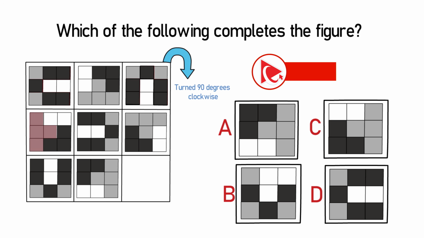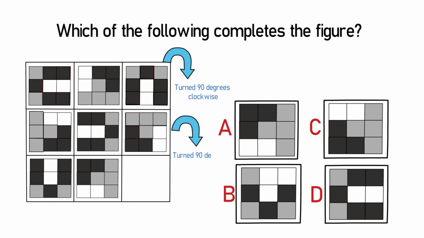Let's go to the second row. In the second row, you can recognize letter T, and this letter shows up in the left column. But if we look in the middle row, in the right column, you see that the same letter T now is turned 90 degrees from the previous position.